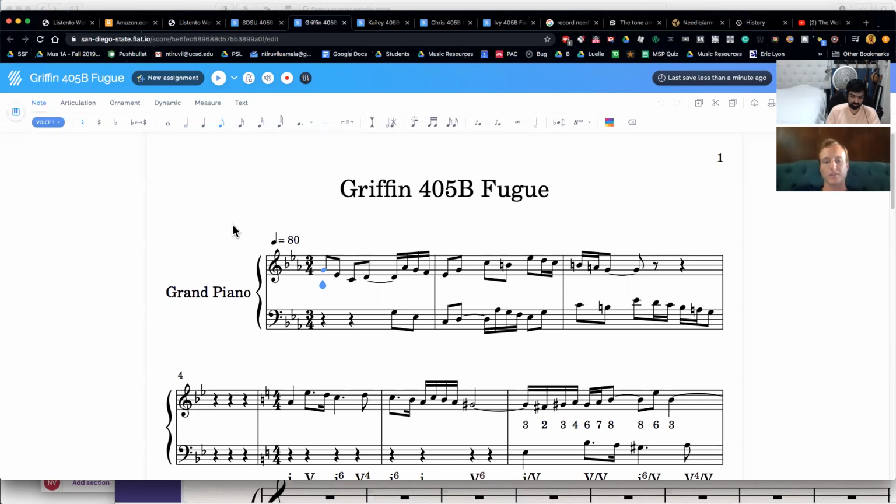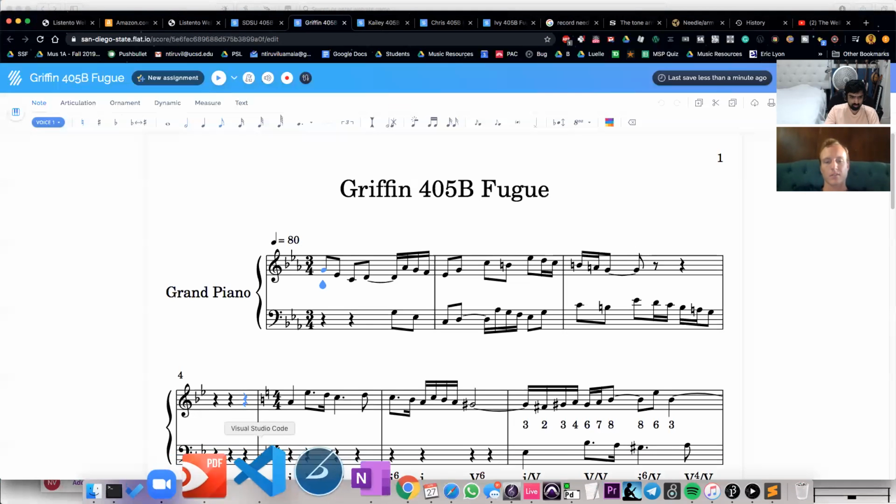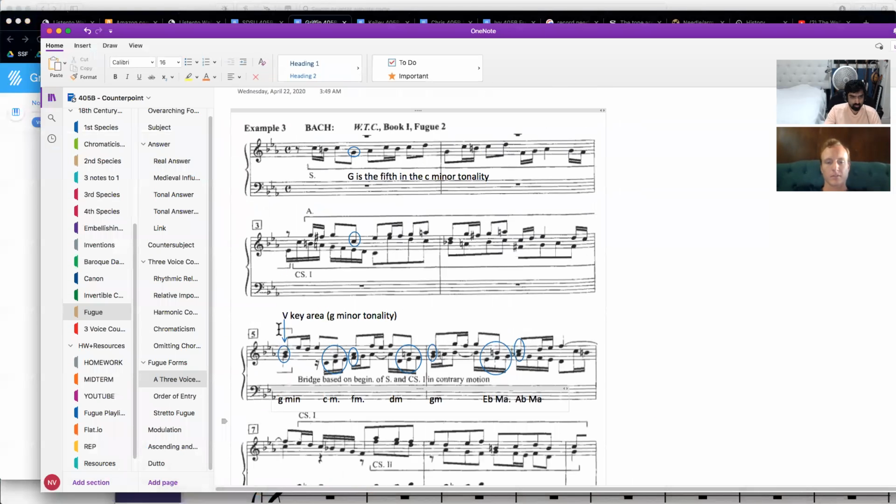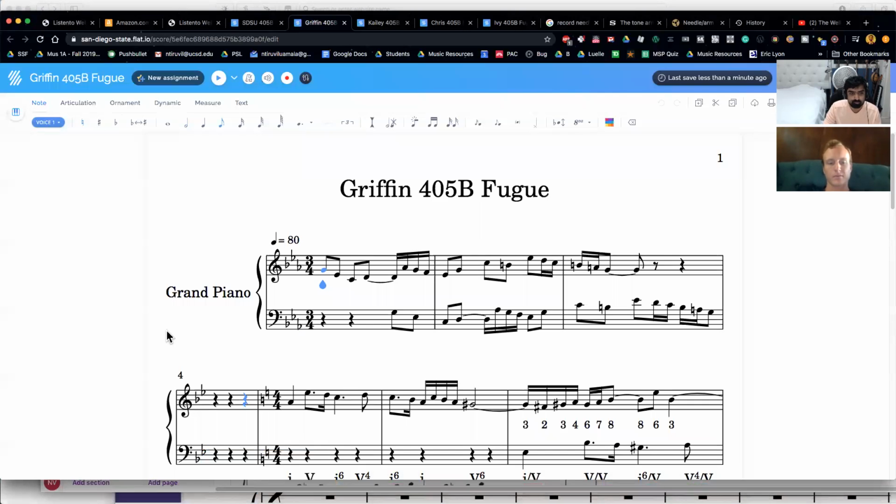Yeah, because for instance, in this classic fugue, I always bring this one up because I'm familiar with it. But we're clearly in G minor. Yeah. So, whoops, let me just play it.